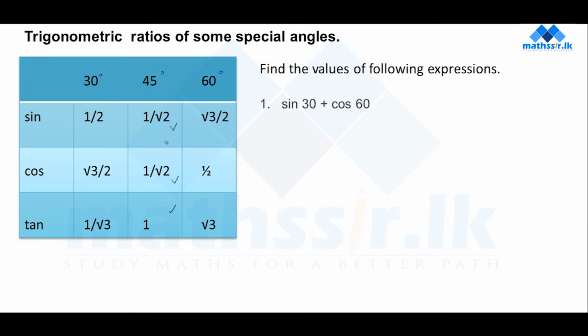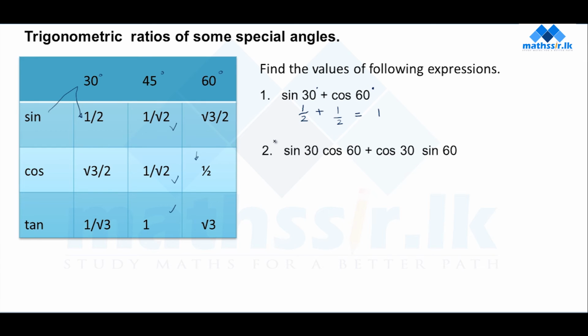Find the values of the following expression. Sin 30 plus cos 60. Using this table, you know that sin 30 represents value half plus cos 60 represents value also half. Then the answer is 1. Half plus half, 1.